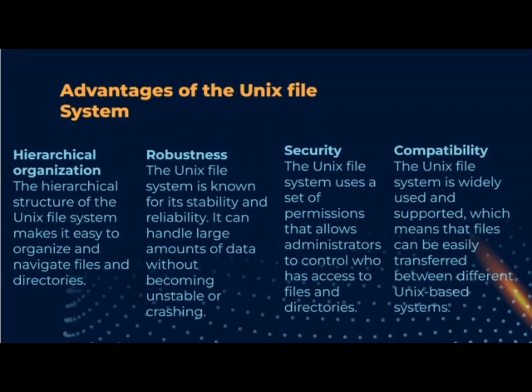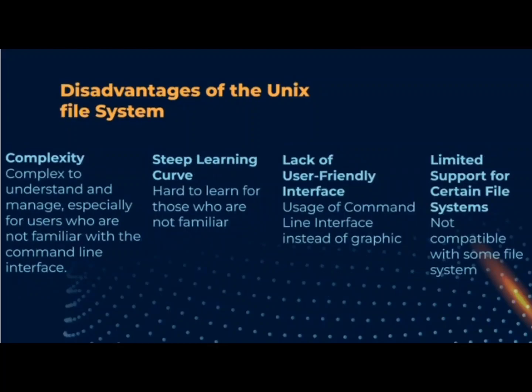And then we get into the advantages of the Unix file system. It has a hierarchical organization that makes it easy to organize and navigate files. Then its robustness: it is known for its stability and reliability, and can handle large amounts of data without becoming unstable or crashing. Then we have security. It uses a set of system permissions that allows administrators to control who has access to files and directories. And we have compatibility. It is widely used and supported, which means that files can be easily transferred between different Unix-based systems.